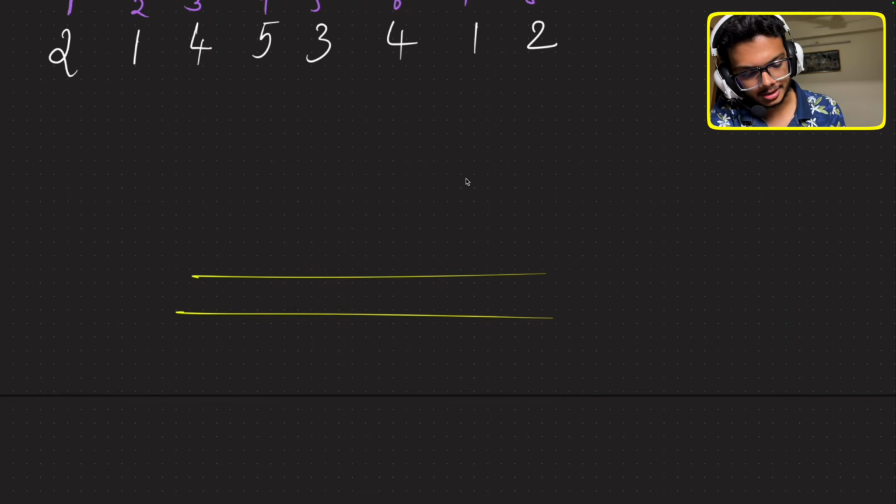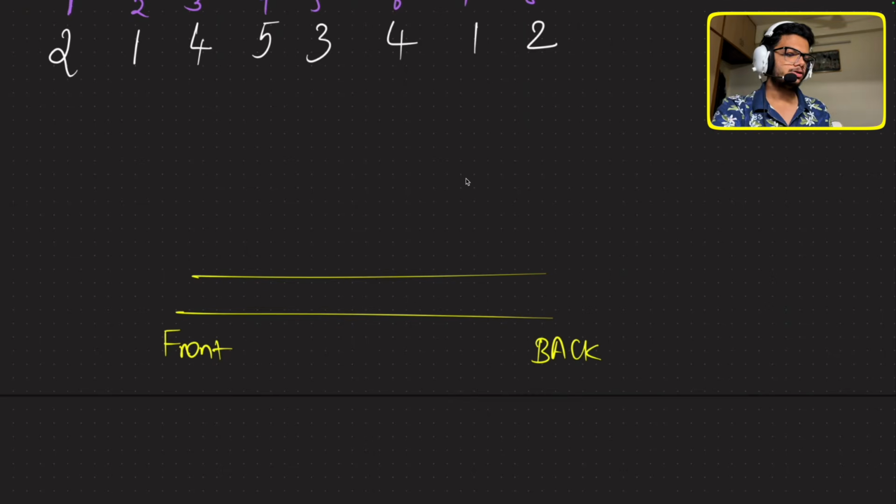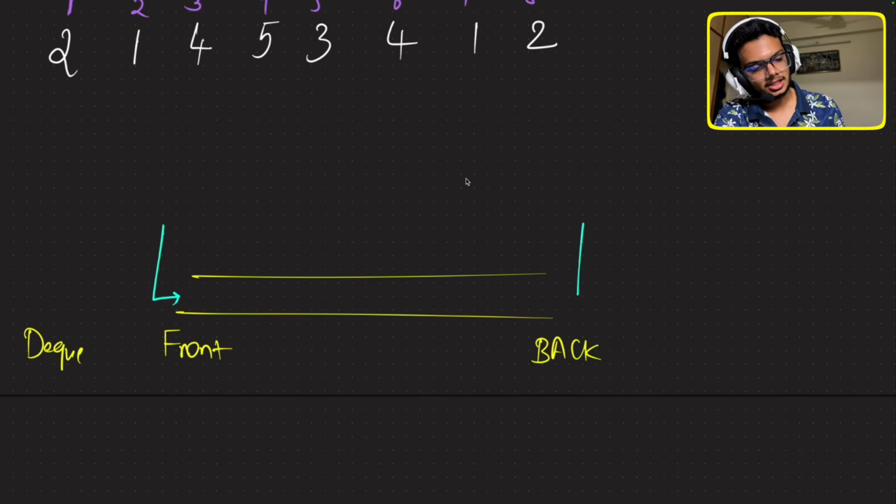So let's just call this part front of the DQ and this part back of the DQ. Right, now the way DQ works is, it allows you to do efficient insertions and deletions on either end. That is, it will allow you to insert or delete elements from the front in constant time, it will allow you to insert or delete elements from the back in constant time. So insert, delete, or fetch. Right, so this is a very important data structure.